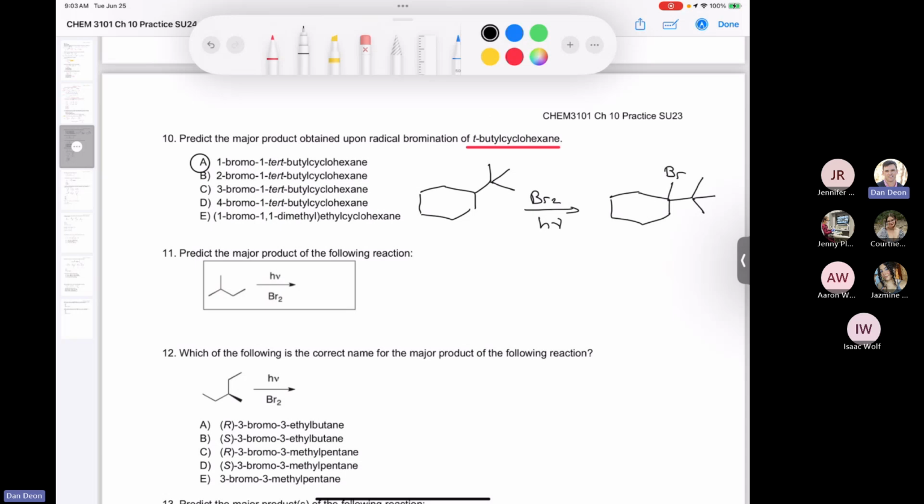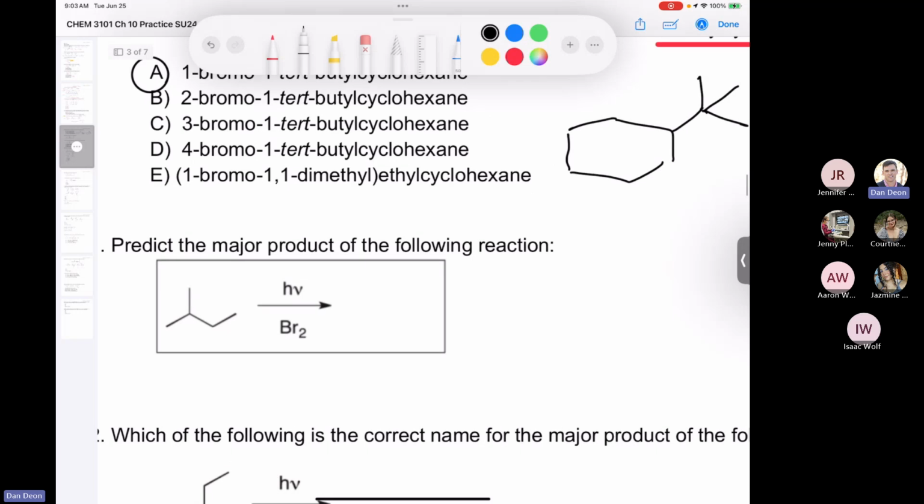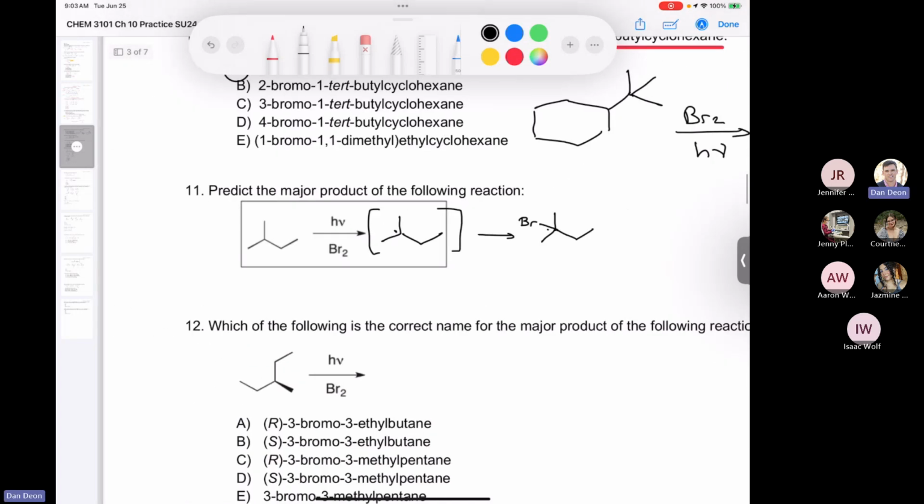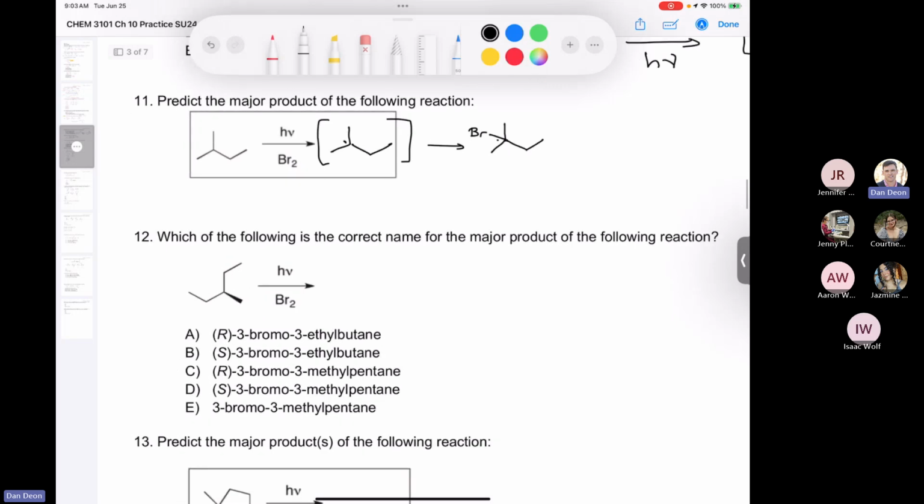Next one just says predict the major product. Well, I think we already did this one. And just remember that once you form the radical, it's going to be the most stable radical, which is going to be this. So this is going to be your intermediate. Then when it does the halogen abstraction, you're going to end up with the bromine in the most substituted position. So nothing really earth-shattering with that one. And there's no chiral center there to think about either.